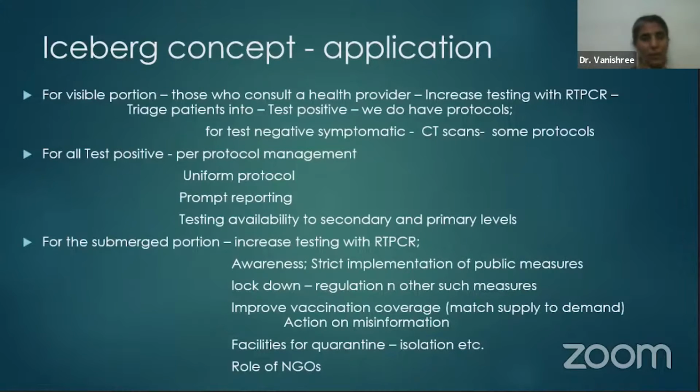So even today, people say only 1 in 7 or 1 in 10 is reported, be it disease or be it death with respect to COVID, and then the test being available at all the levels. What are we going to do for the submerged levels? Yes, again, increased testing. Awareness is very important, be it about the vaccine or about social distancing. We can even today see when the lockdown is being loosened, everybody has even removed their mask as if COVID is over. So, better or stricter implementation of the public health measures, the lockdown regulation, and other measures, improving vaccination coverage. Here, we have to match the supply to the demand, and a very important action is required on misinformation, and facilities for quarantine, isolation, etc.